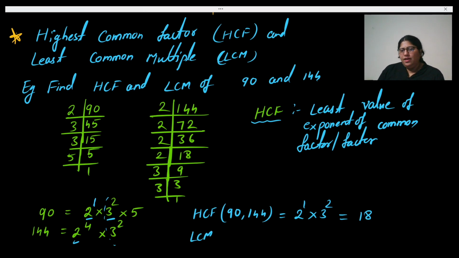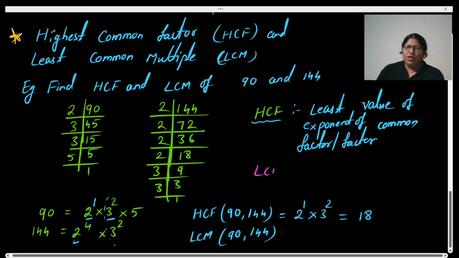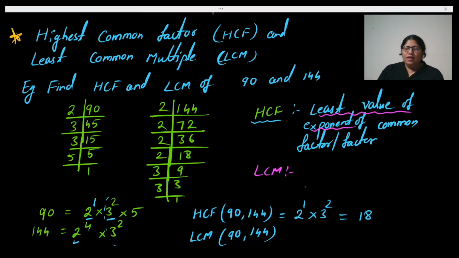Similarly, if we are finding the LCM, the least common multiple, you need to remember the rule. For the HCF you take the least value of the exponent of the common factor. For the LCM, you take the maximum value of the exponent, the highest power.